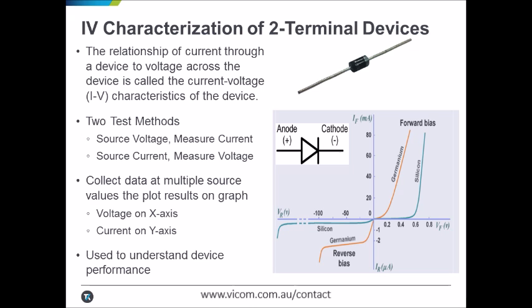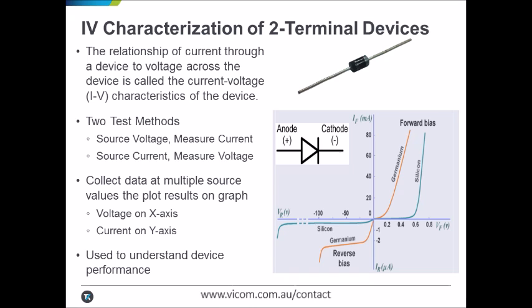The relationship of the current through a 2-terminal device and the voltage across its terminals is called the current voltage or IV characteristic of the device. Testing 2-terminal devices requires sourcing either a voltage or a current and measuring the resulting current or voltage. These source and measure operations are performed at multiple points and the data plotted with voltage on the x-axis and the current on the y-axis to create an IV curve. These curves provide the designer's insight into the performance of the device.